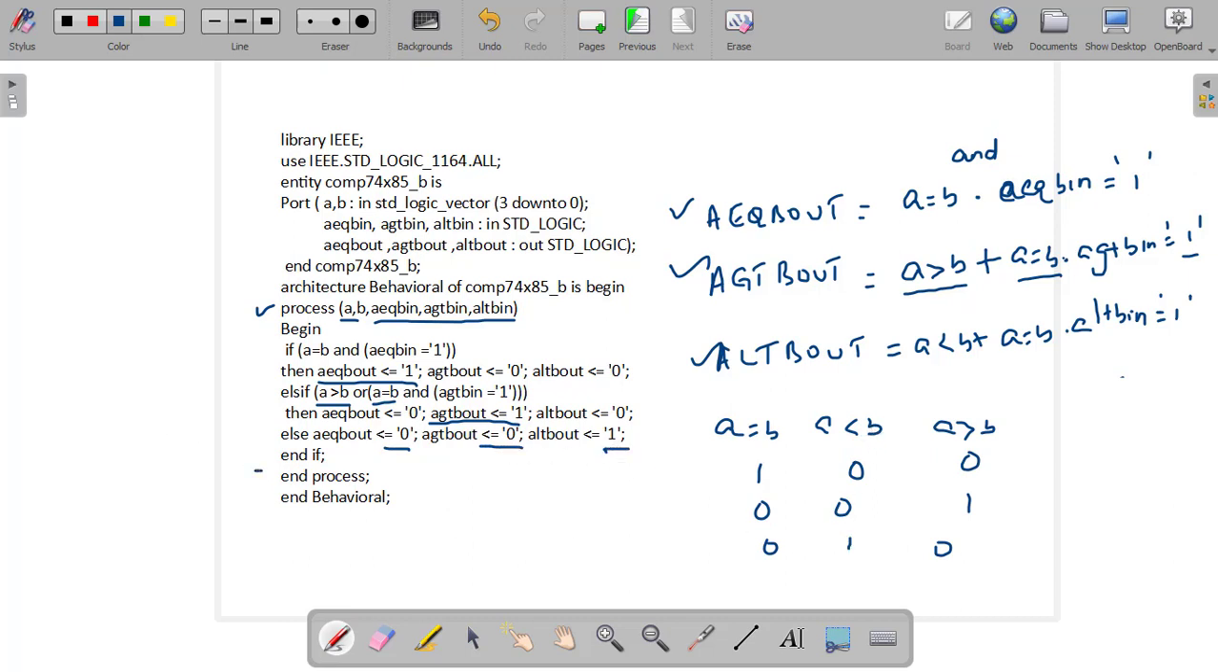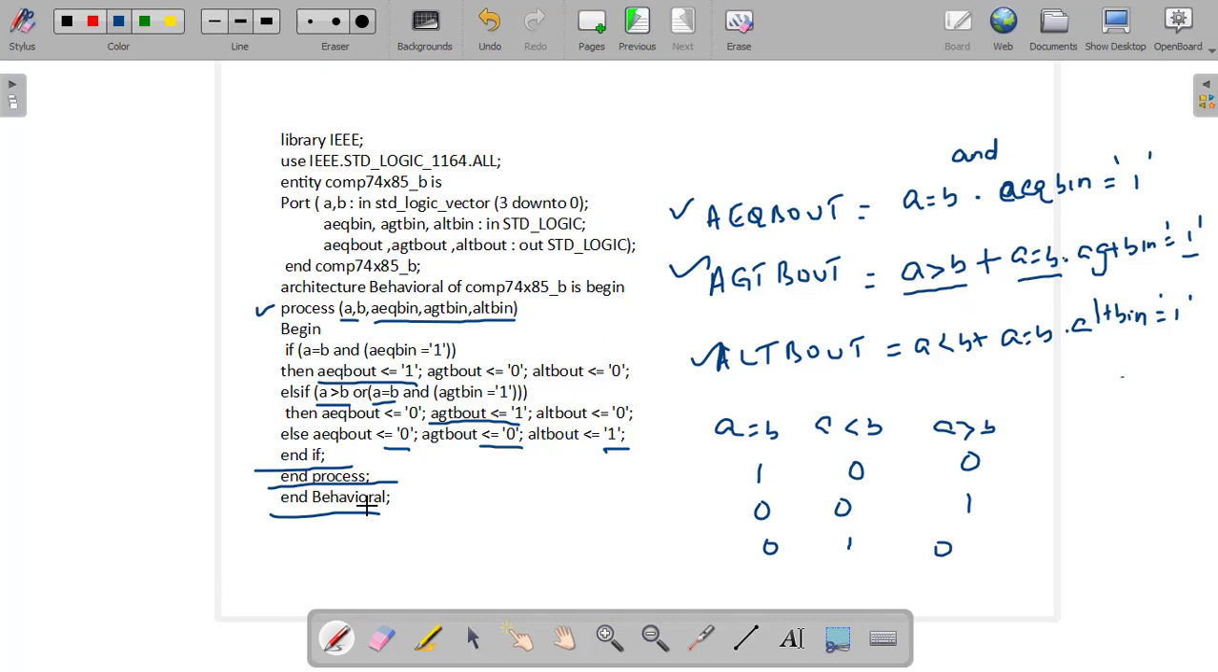We will be ending the if statement, ending the process statement, ending the behavioral statement. So this is the explanation for what we have written in the equation form converted into VHDL code. A equal to b out, a greater than b out, a less than b out is written in if else statement. Now we will be going with the simulation part.